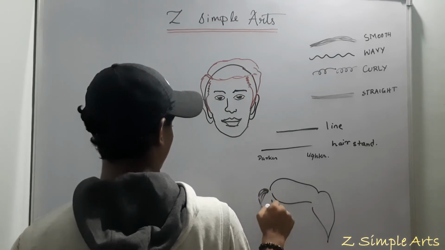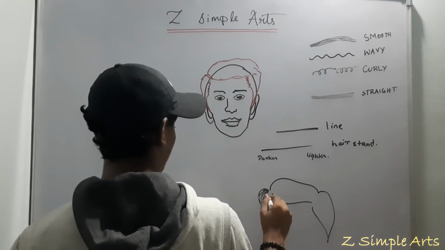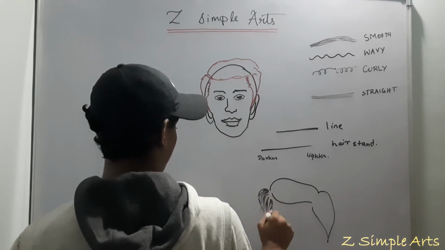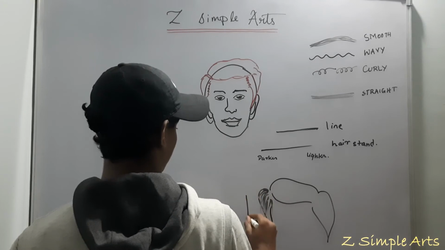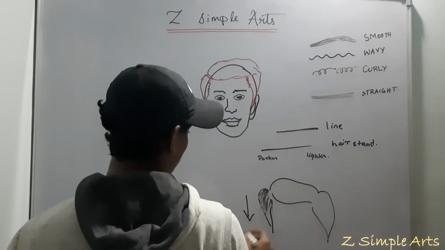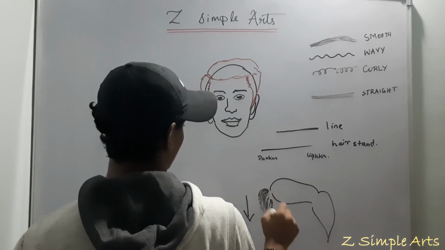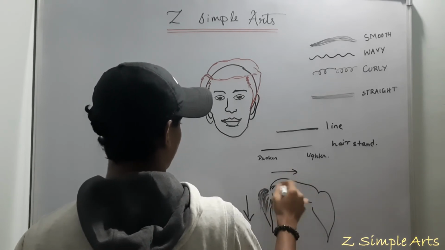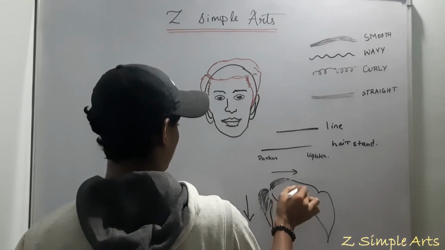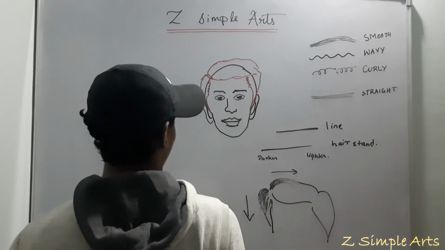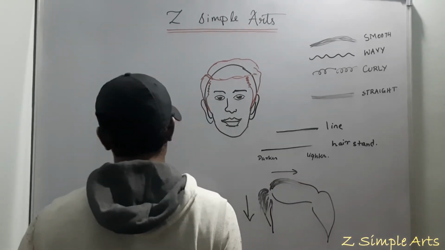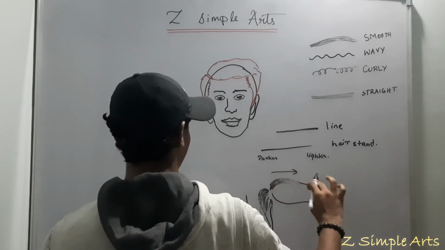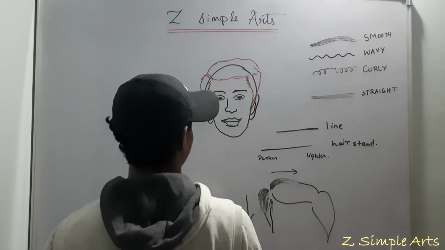The direction should be where you intend to drag it. Here I'm trying to keep the direction towards the ground. Here the direction will be horizontal, so apply the pressure, drag. Apply the pressure, drag. And for beginners, there will be another confusion: how to fill this entire thing. It's simple.